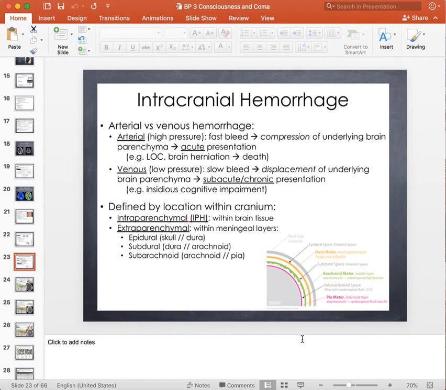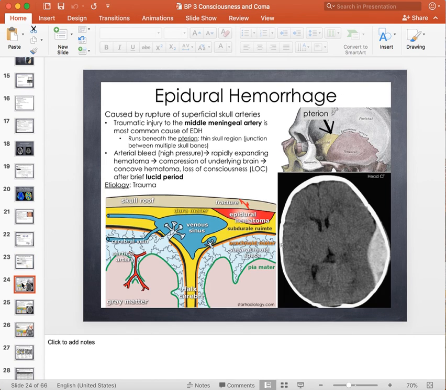So an epidural hemorrhage, if we go back to that slide, recall the dura is the outermost layer. So an epidural hemorrhage occurs between the dura and the skull. The usual cause of it is rupture of an artery that runs right underneath the skull. Right here. Usually the middle meningeal artery, right?